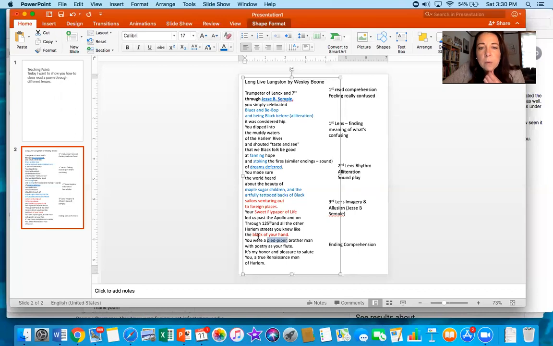Your sweet flypaper of life led us past the Apollo and on through 125th and all the other Harlem streets you knew like the black of your hand. You were the Pied Piper, brother man, with poetry as your flute.